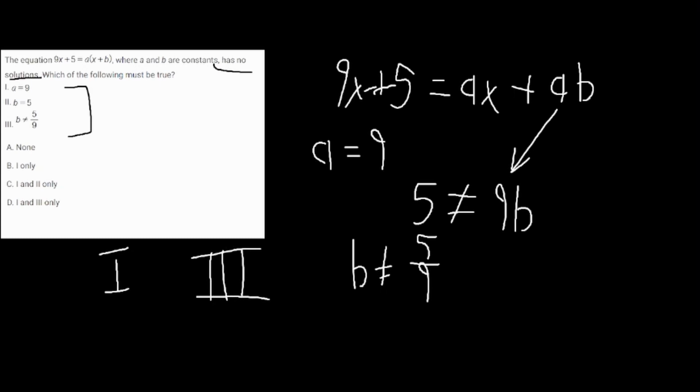Now you may be asking, but it could be 2, because 9 times 5 isn't equal to 5. It could be, but the thing is, that is not true in every scenario. So it can't be answer choice 2, because this is not always true when there is no solution. B could equal any other number other than 5/9. It could equal anything for it to have no solutions. So thus, for it to have no solutions, only 1 and 3 can be true, giving us answer choice D.